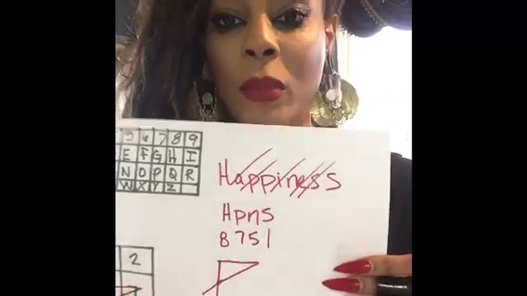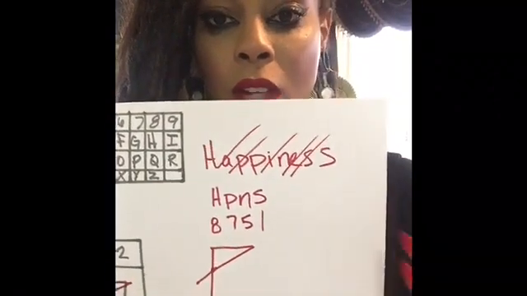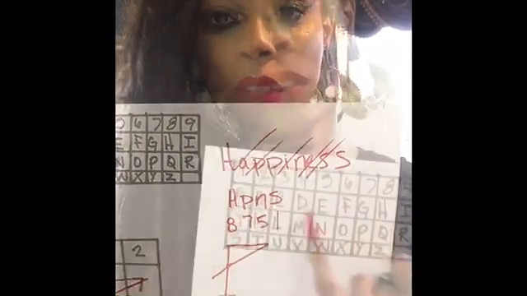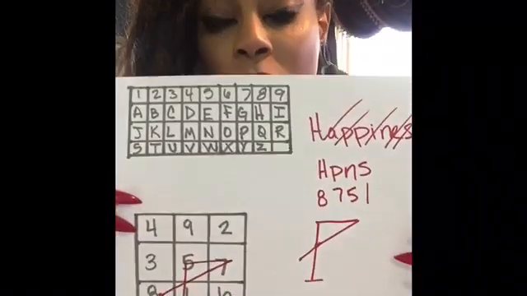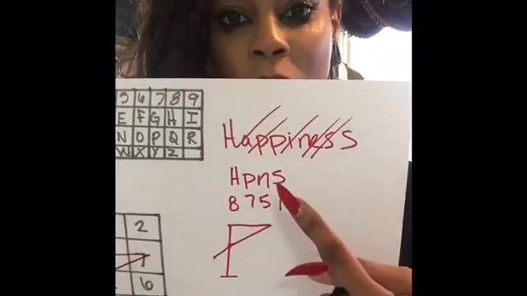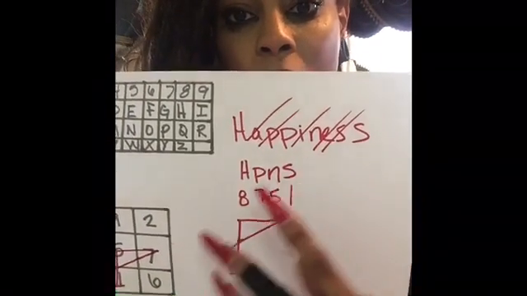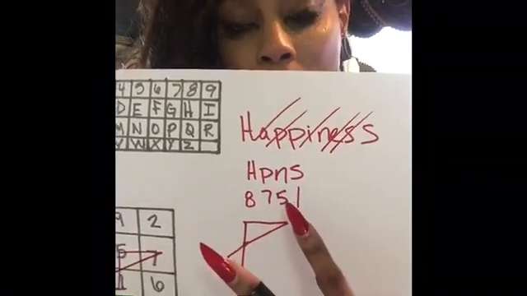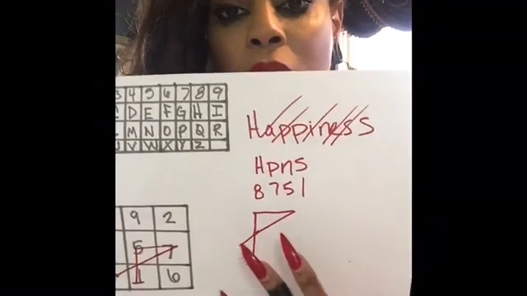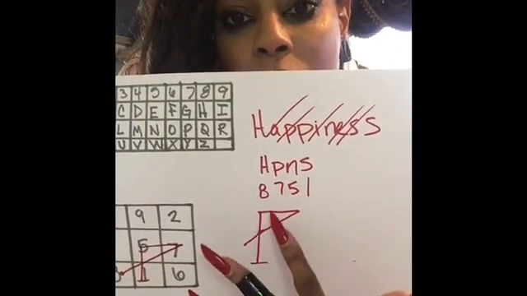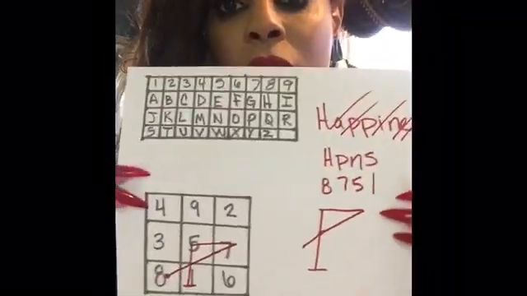So let's take another one. What if we have one that has repeating letters and vowels? We have happiness. I've crossed out the vowels, and I'm also going to cross out one P and one S. The letters I have left are H, P, and S. I'm going to write the numbers that correspond to those letters. I have 8751, I believe, yes, 8751.